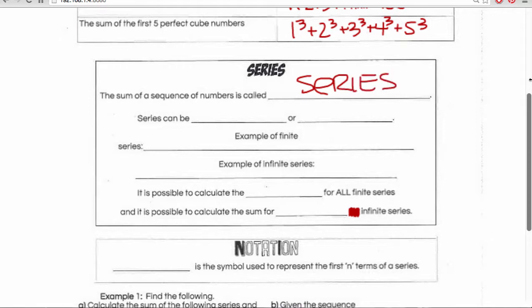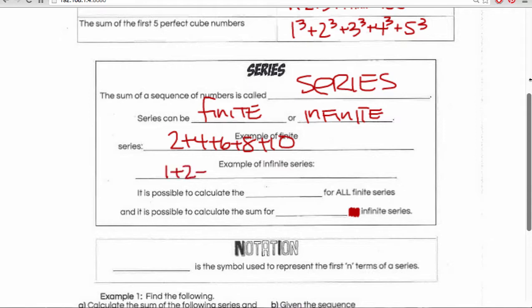Now the sum of a sequence of numbers is called a series. And there's two types of series. It can be a finite series or an infinite series. An example of a finite series is one that we have right above. You could have something like 2 plus 4 plus 6 plus 8 plus 10. An infinite series, well, that's something that goes on forever. So that could be something like 1 plus 2 plus 3 plus 4 plus going on.